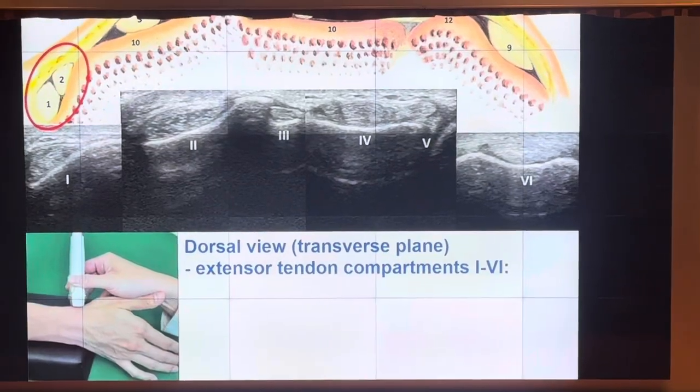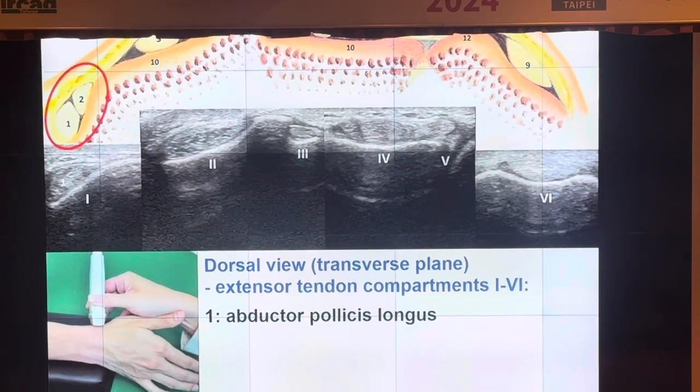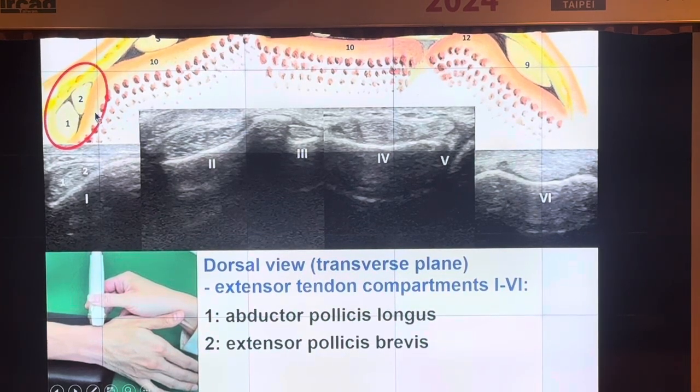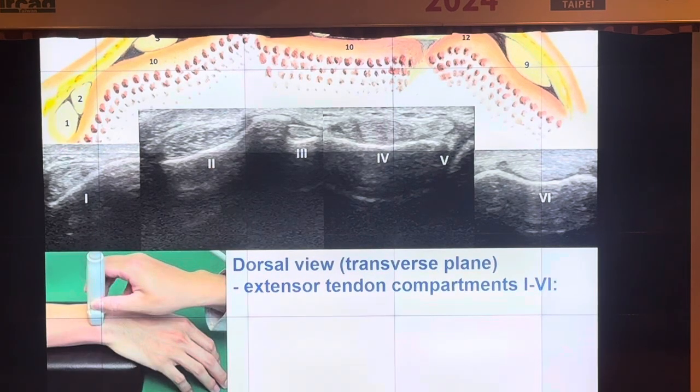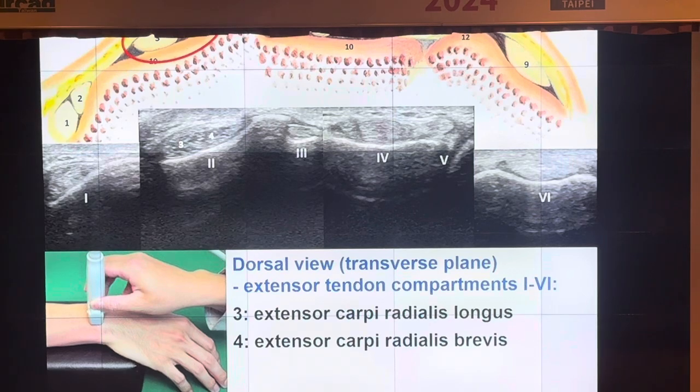Going to evaluate is the first compartment, which contains the abductor pollicis longus and the extensor pollicis brevis. And then next to the first compartment is the second compartment. In the second compartment, we are going to find two tendons. One is the extensor carpi radialis longus, the other is the extensor carpi radialis brevis.